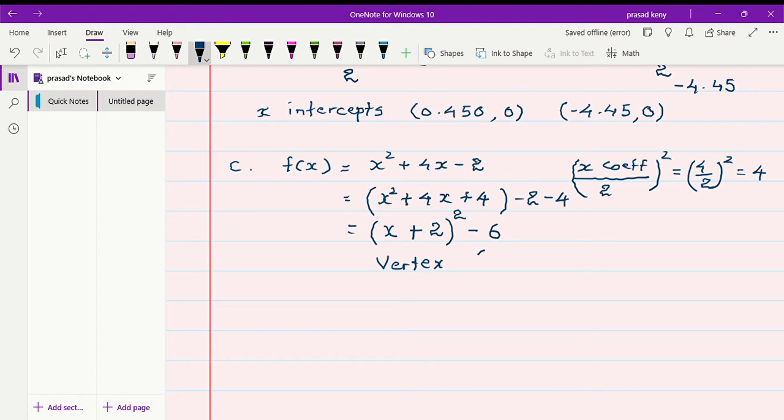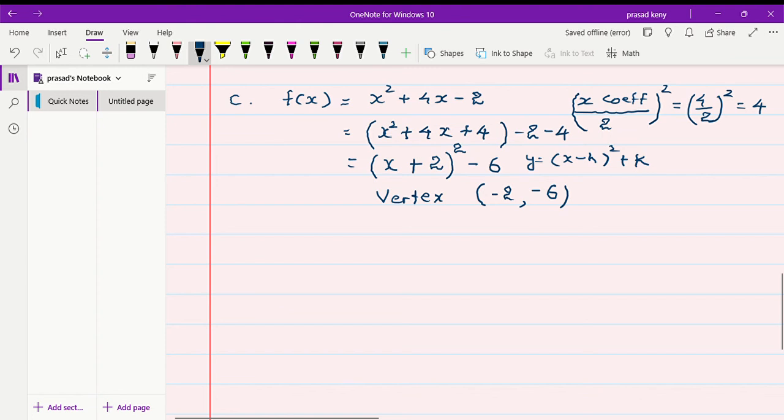So what will be the vertex of this graph? Vertex will be, since this is plus 2, right here negative 2. So h is negative 2 and k is minus 6. We are going to compare this with y is equal to (x minus h) the whole square plus k. So negative h is positive 2, that means h is negative 2 and k is negative 6. This is the vertex, and since x square coefficient is positive, this will be a minimum point of the graph.